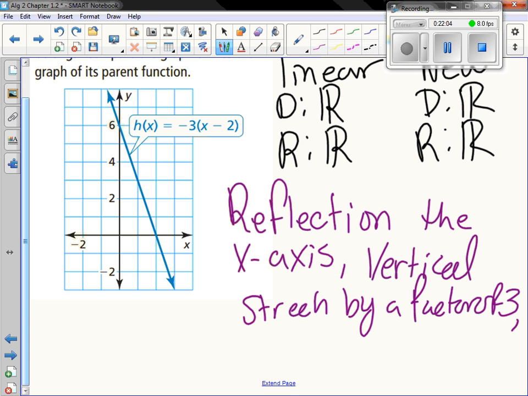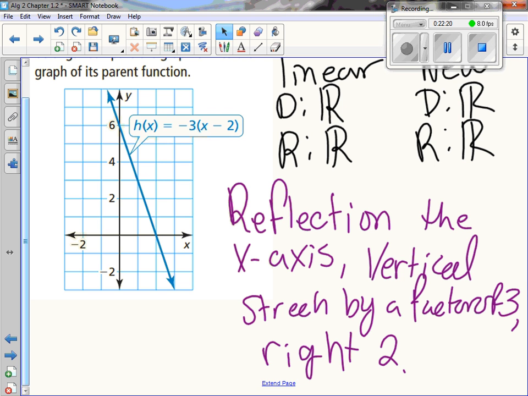But that minus 2 tells me it does what? It moves to the left or right. It's going to move what? How far? It's going to move right 2. And that's it. Questions on this here? We kind of feel good with this here so far? Yes?